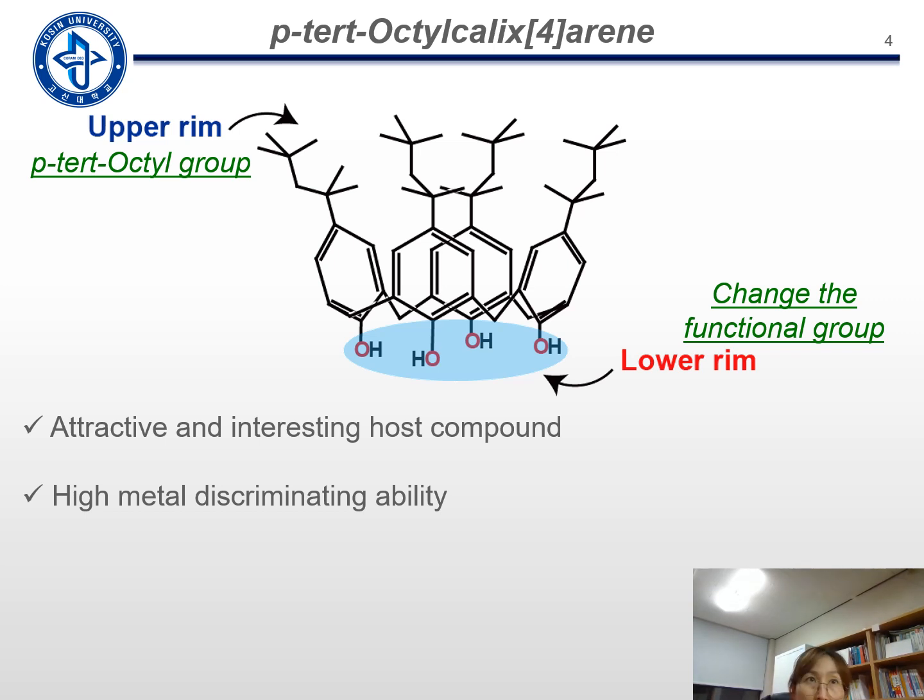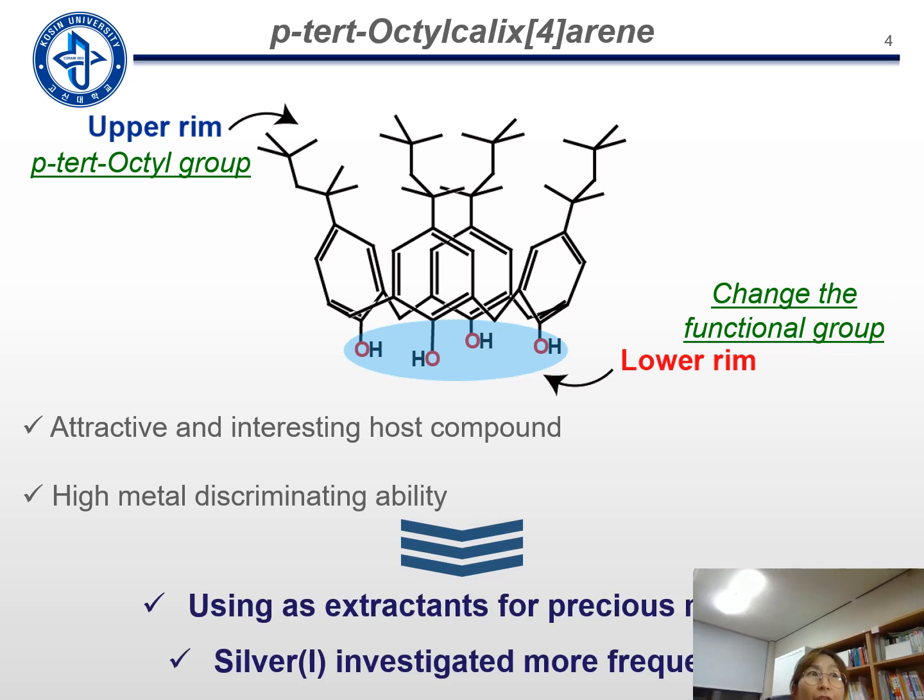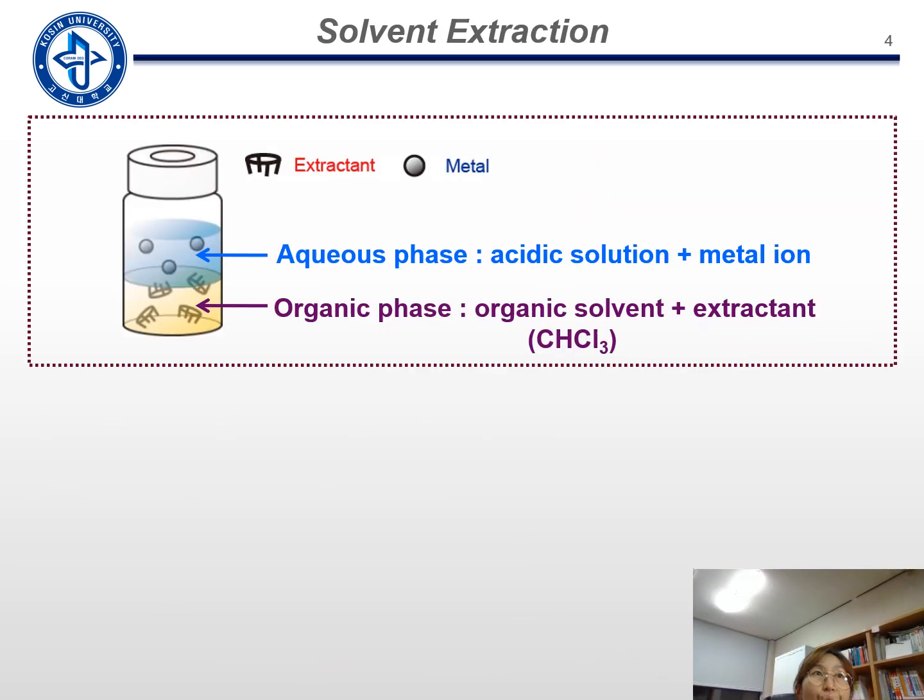Generally, calix arenes are well known as very attractive and interesting host compounds. Calix arenes have a high metal discriminating ability. Thus, calix arene derivatives are used as extractants for precious metals. Especially, silver has been investigated more frequently than the other metals.